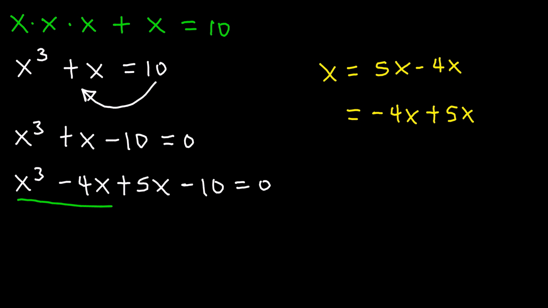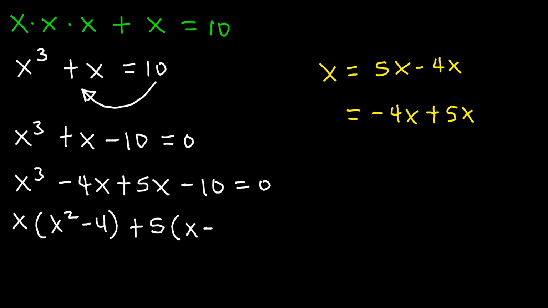Now, if you look at this, you will notice that x is a common factor. So let's pull it out. This will give us x into x to the power of 2 minus 4, and then plus, and also for this part, 5 is a common factor. So let's pull it out. So this will be 5 into, for the first part, we shall have x minus, for the second part, we shall remain with 2, and this will be equal to 0.